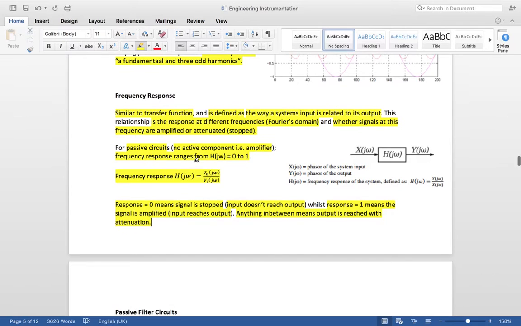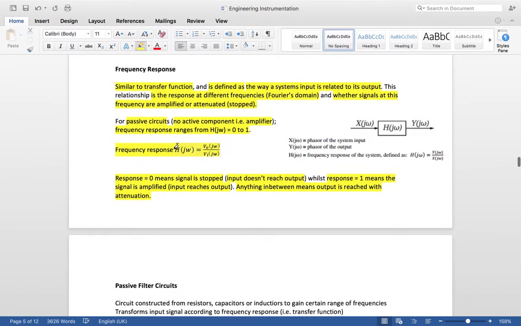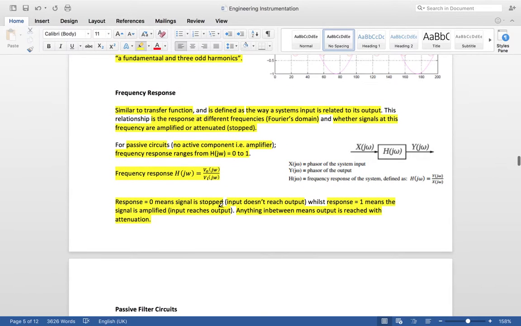For passive circuits, where there are no active components such as amplifiers, the frequency response ranges between 0 and 1. This is a diagram showing the phasor input, the phasor output, and the frequency response H, and that's the correlation, this equation. If the response is 0, the signal is stopped; input doesn't reach output. If the response is 1, the input reaches the output. And anything between 0 and 1 means it reaches the output with attenuation.